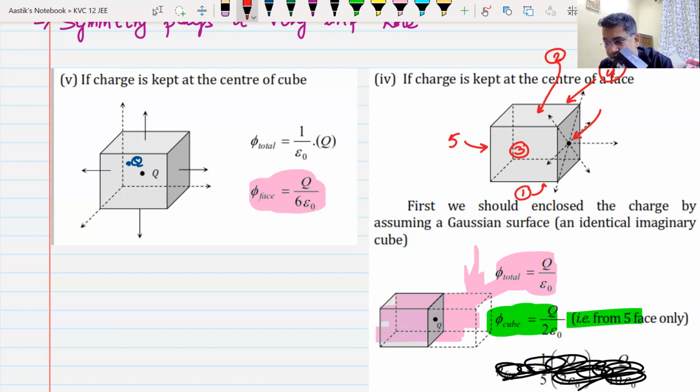There was a question from your JEE. Imagination, and someone had a Rubik's cube, so that Rubik's cube can help now. Symmetry plays a very important role in Gauss law. Yes, beta, anyone with an answer?